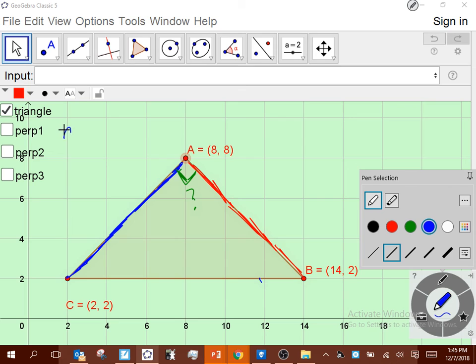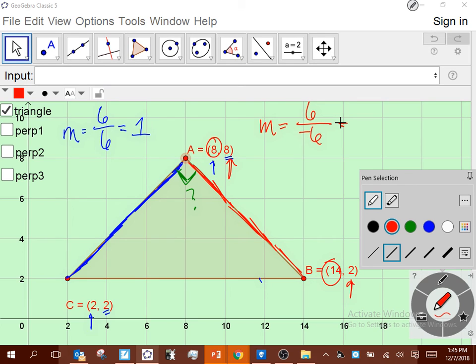Okay, there's a relationship between the slopes. So let's find the slope of the blue line. Slope of the blue line would be that y value minus that y value, right? So 8 minus 2 gives me 6. Over that x value minus that x value, right? What's that give me? 6. What's 6 over 6? 1. Let's do the same thing with the red one then. Okay? That y value minus that y value, right? What's that give you? 6. And now that x value minus that x value, what's that give you? Negative 6.